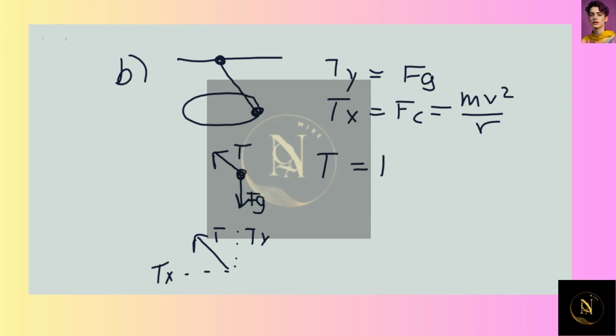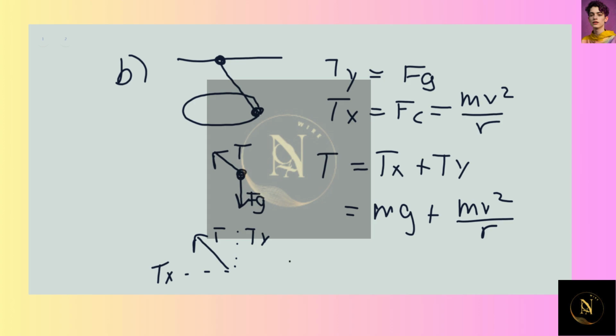Now, since T is just equal to Tx plus Ty, all we have to do is plug in our answers from before to find that T is equal to mg plus mv squared over r.